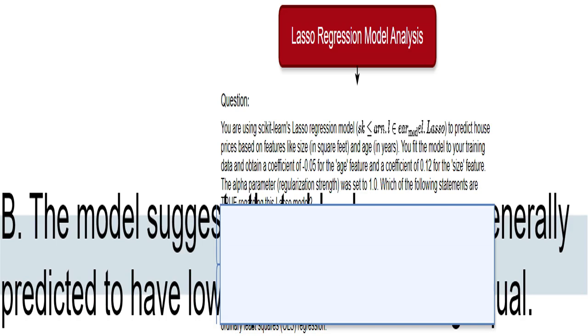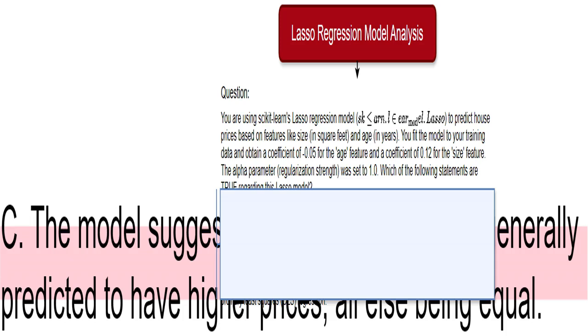Because the coefficient for age is negative, I know that older houses are generally predicted to have lower prices. That's a direct interpretation of the model's results. The positive coefficient for size tells me larger houses tend to have higher predicted prices. This is another straightforward interpretation of the model output.